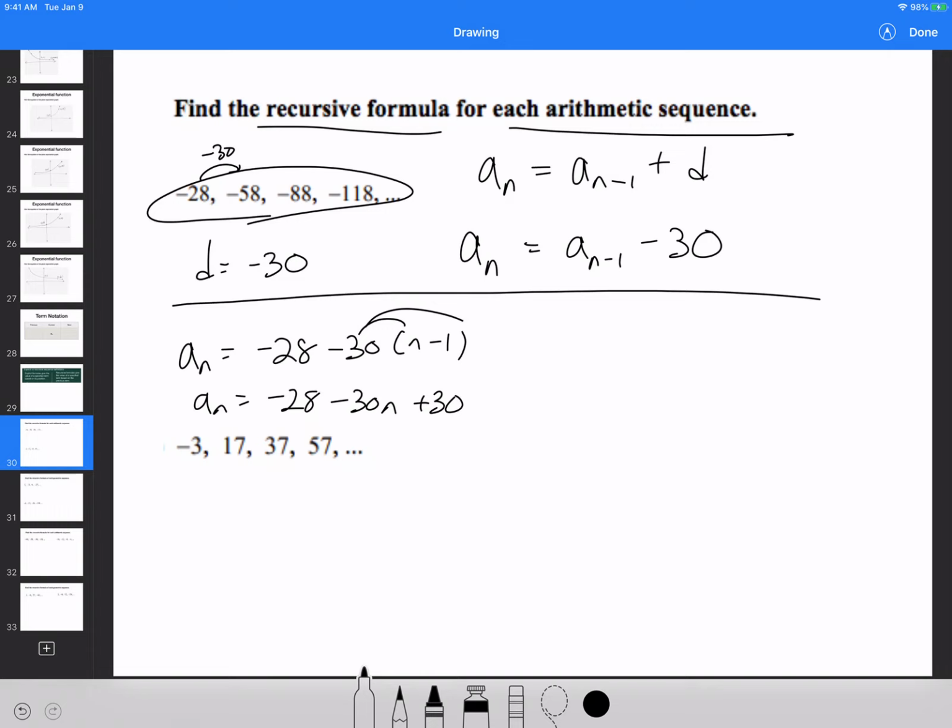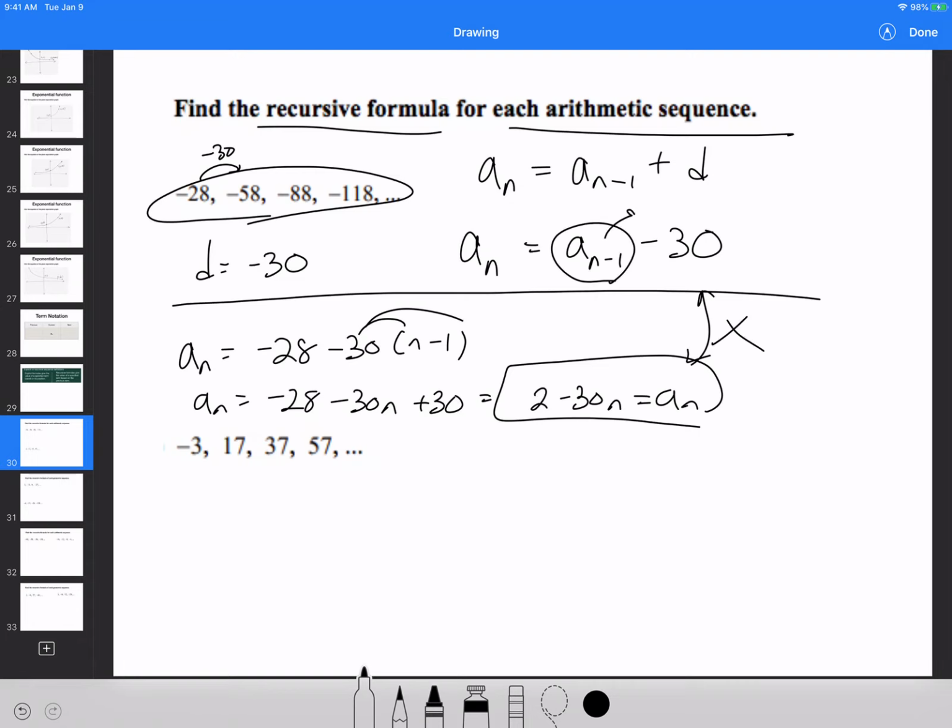Okay, but this would simply mean that it's going to be 2 minus 30n, and that's the sum of the answers that you have. But these two are two completely different things, because we are talking about the previous term, a sub n minus 1, and we're going to be recycling over and over again to get to the answer.